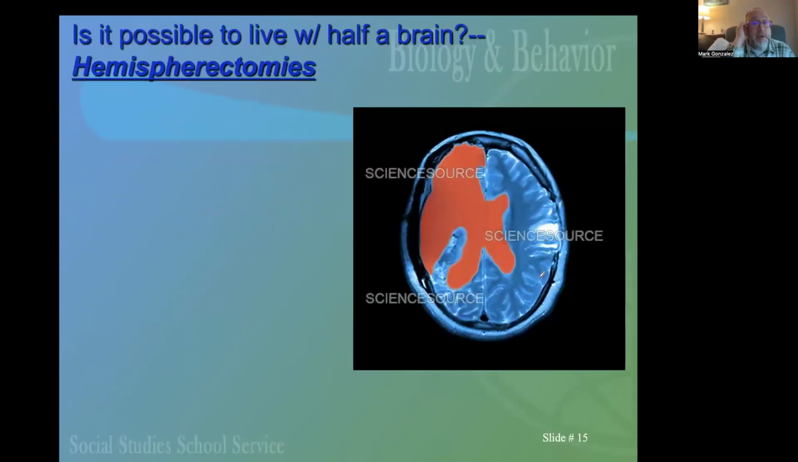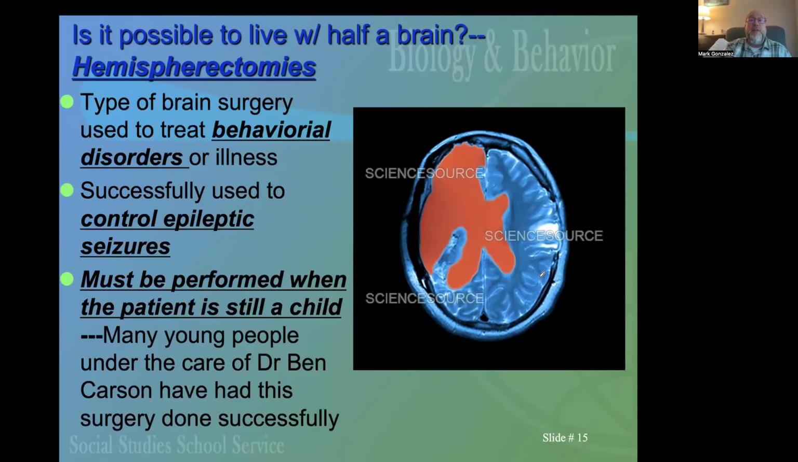Now, some more modern treatments. In most cases, again, there's always your outside-the-box things where it doesn't work, but they've actually found people, especially younger patients, struggling with certain things like seizures, could actually live with what we would call half a brain or mostly half a brain. These are called hemispherectomies. In some cases it would be to treat behavioral disorders, but it's been mostly used for controlling epileptic seizures. But it's got to be performed while the patient is still a child and very young.